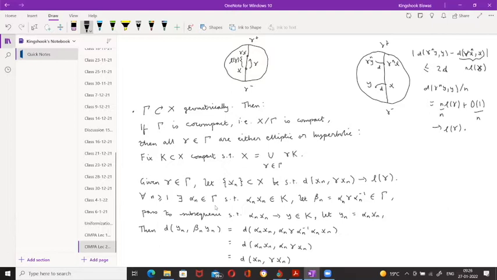Okay. So now I want to come back to groups acting geometrically on a CAT(-1) space. So suppose Γ acts geometrically on X, that means it acts by isometries and the action is proper.